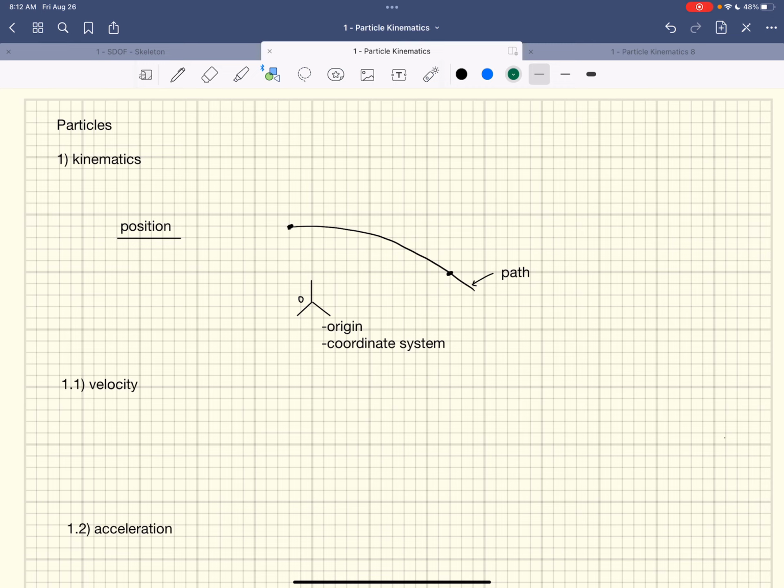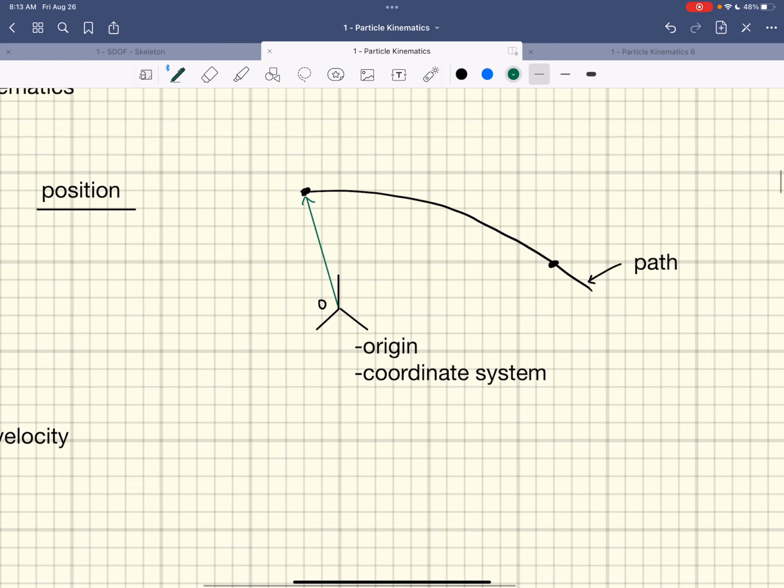When we define the position of an object, there's a position of it, and the book calls that r.